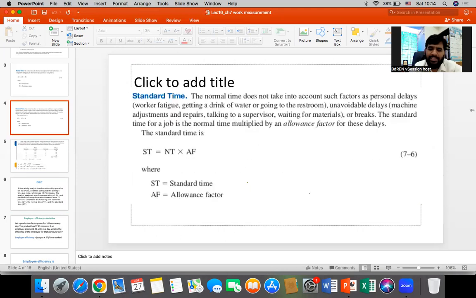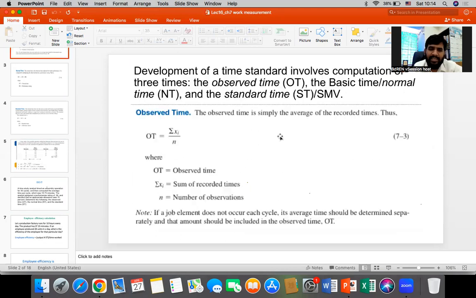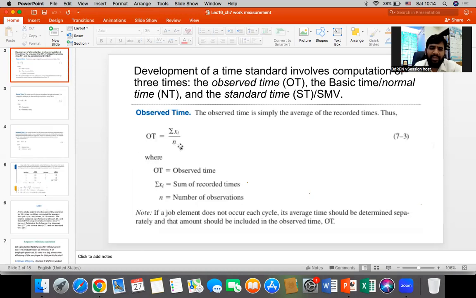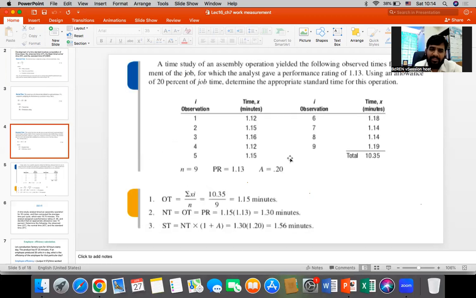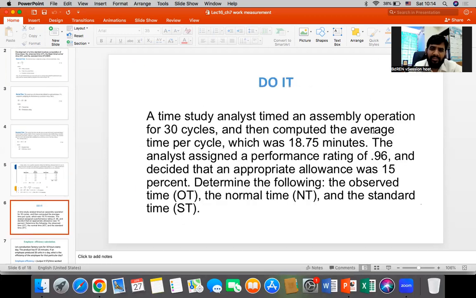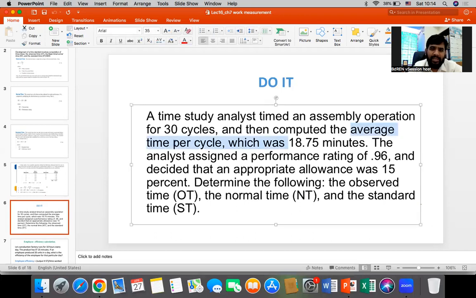So what is observed time? Observed time means the average, sum of x divided by n. Sum of x divided by n is given here. Average time is given here. So the observed time is 18.75.